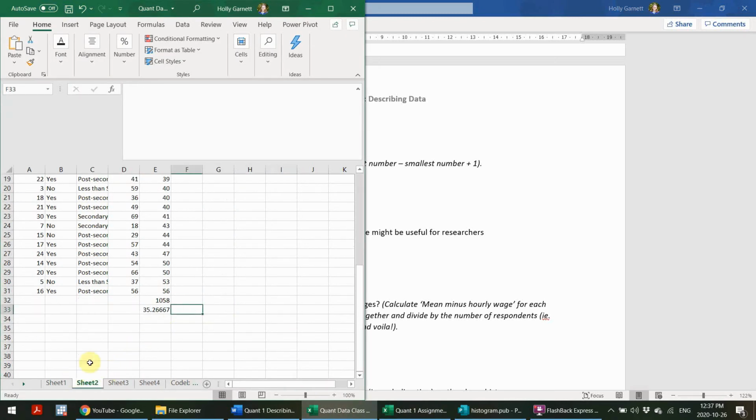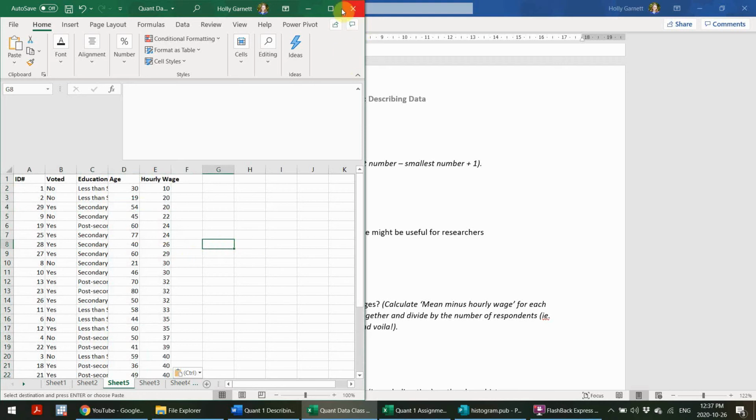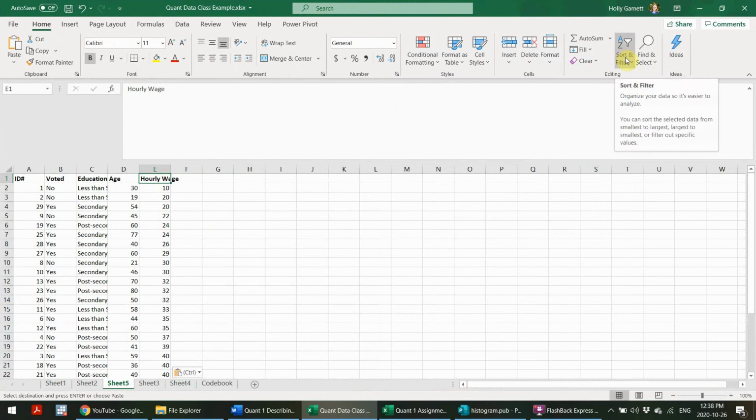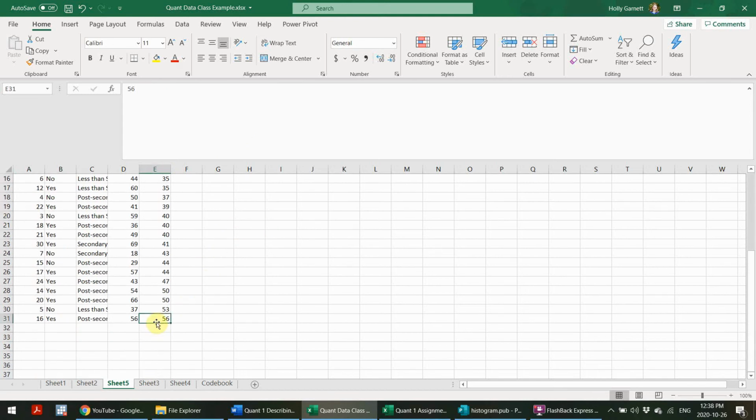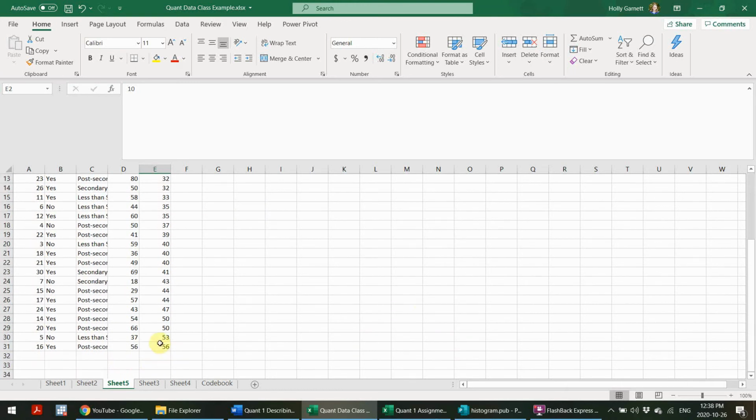So let's just copy this just so that you can have another sheet with that on it. So if we wanted to find out what the range was, let's just make sure we're on filter. Make sure we're from smallest to largest. All right, so what we would do is we would take the largest number minus the smallest number, so 56 minus 10, so that is 46 plus 1, which is 47. So that means between 10 and 56, there are 47 values.